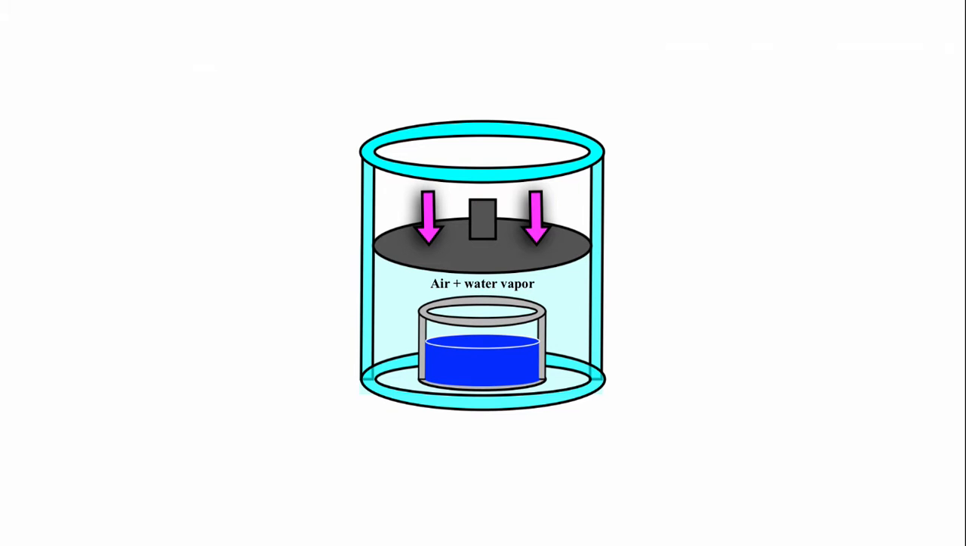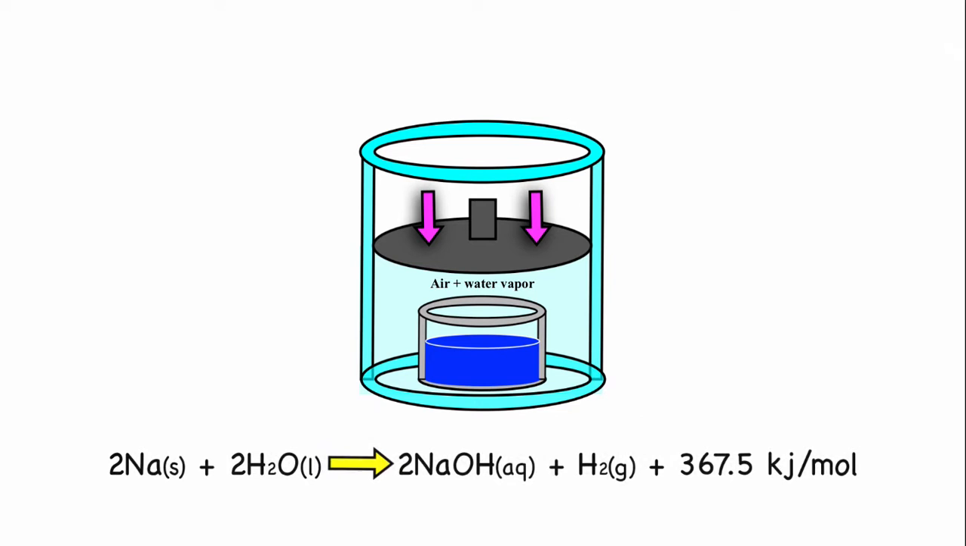Now, if we reacted the liquid water with solid sodium, the following reaction would occur. According to this balanced chemical equation, when 2 moles of sodium reacts with an excess of water, 367.5 kilojoules of heat is actually given off. In addition to the generated heat, one of the products created is hydrogen gas.